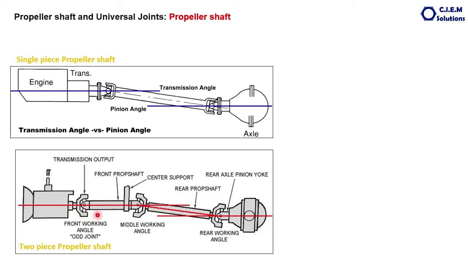during operations. And sometimes it is not necessary that the axis of this front propeller shaft and the axis of the transmission will be the same. Here also there will be a difference between the axes of these two. So this is the two-piece propeller shaft supported with the center bearing.